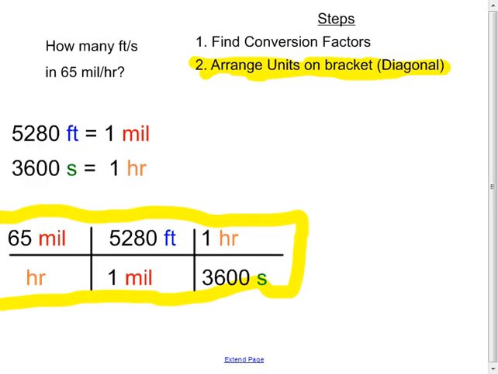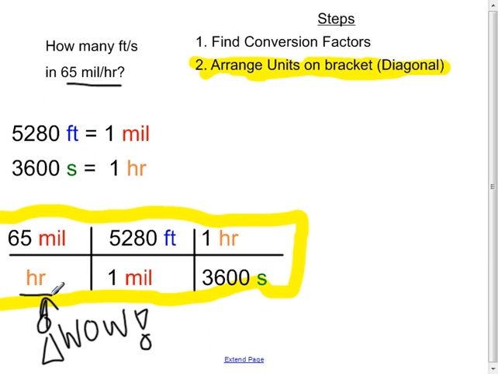Now, second step is the same thing. I arrange the factors on the bracket. The difference here being that I put something here. I put that per unit that I started with, the 65 miles per hour, I put the hour right here on the bottom because it's 65 miles per hour.